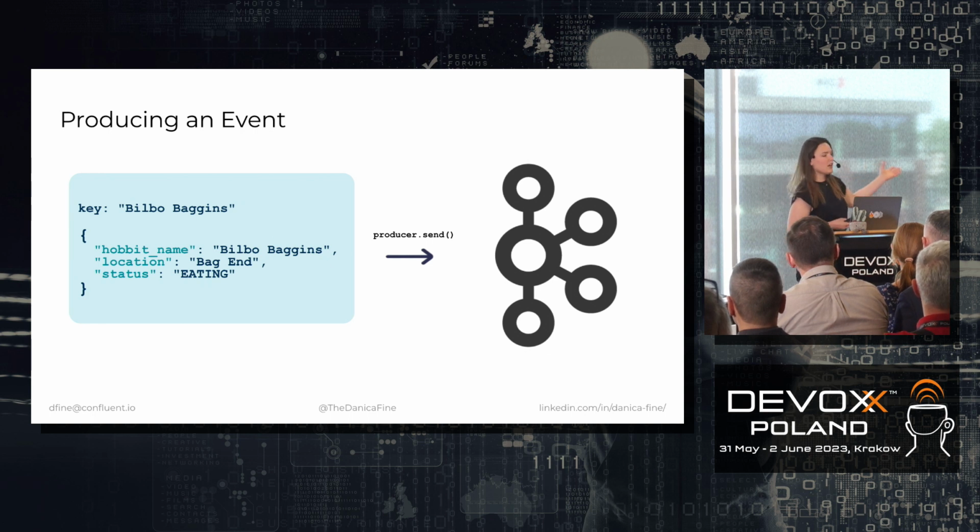So we're going to build up this event. We need a key because, again, we're reasonable humans, so we're going to have a string, Bilbo Baggins. That's a reasonable hobbit for us to want to write data on. Keep track of his name, his location. He's where he should be at Bag End in Hobbiton. And he is eating, as hobbits do. I mean, it's 11 right now, so that's what he's doing. And we're going to build up this object, and we're going to call producer.send and ship it off to Kafka.